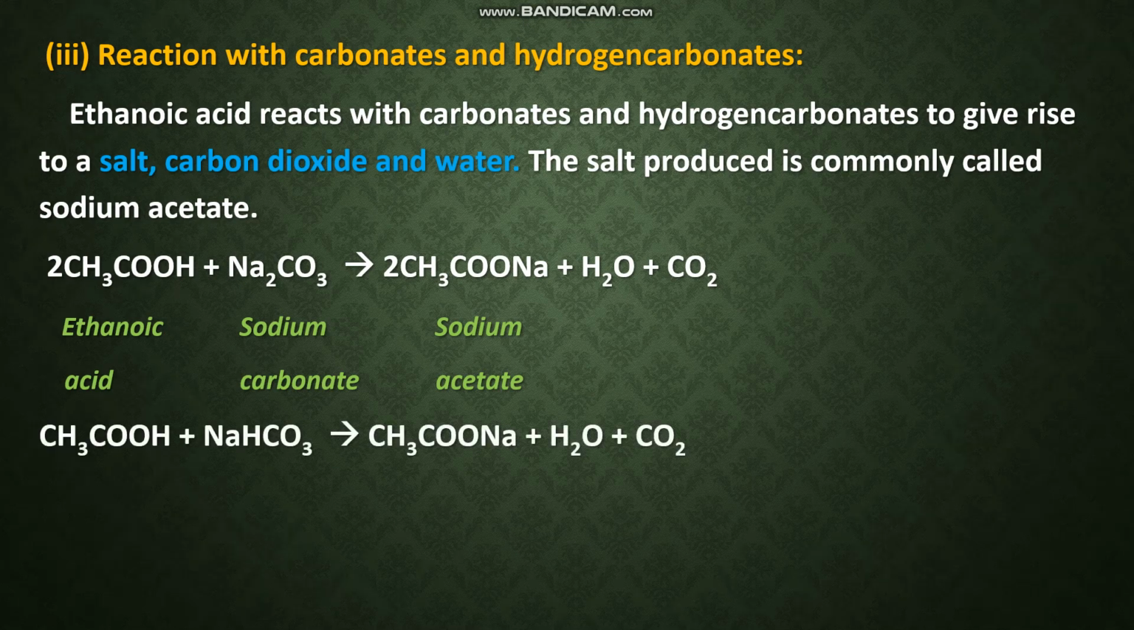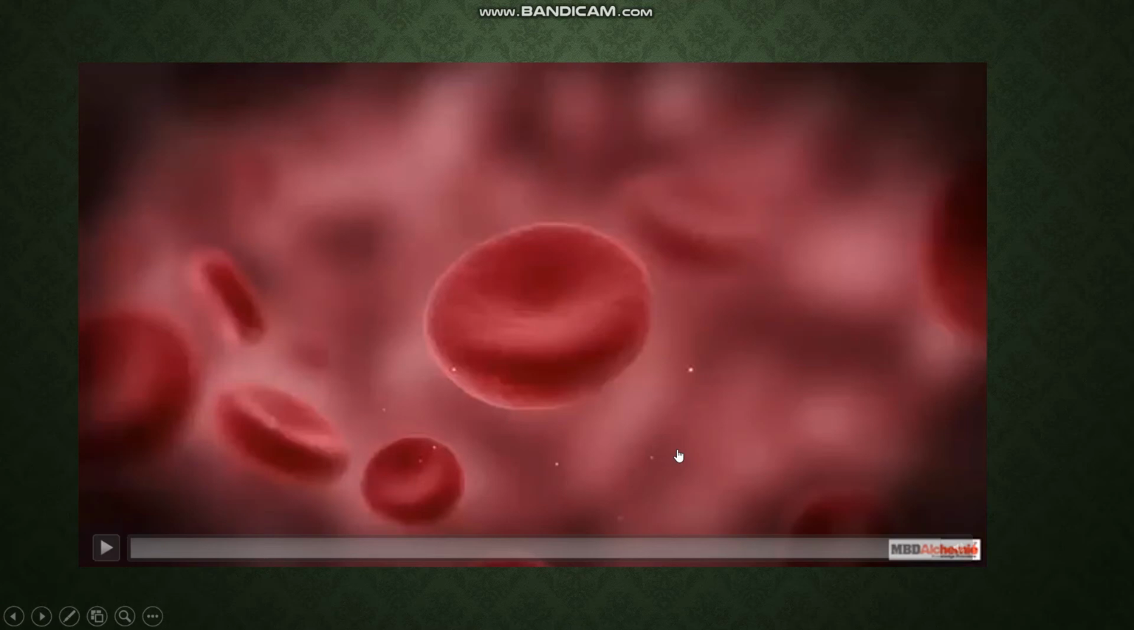We get the same products if we use sodium hydrogen carbonate also. The equation is CH3COOH, this is ethanoic acid. When it reacts with sodium hydrogen carbonate, that is NaHCO3, we get CH3COONa, that means sodium acetate or sodium ethanoate, plus water and carbon dioxide. So all these reactions are summarized in this video.